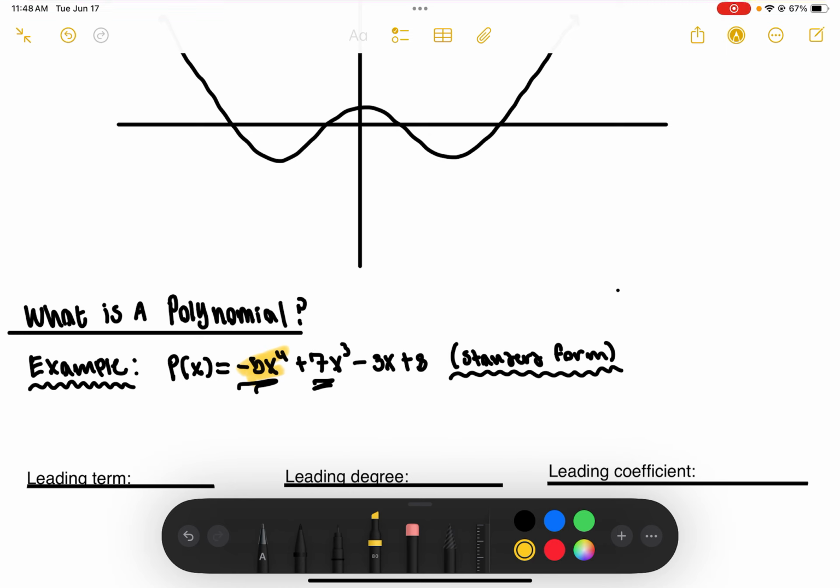So how do we know what's the leading degree and leading coefficient? Well, the leading degree is whichever variable has the highest degree. So the leading degree in this case is 4 because it's the highest degree. The leading coefficient, after finding the leading degree, is basically the number in front of it. So the leading coefficient is just 5. And so the leading term is literally negative 5x to the fourth.